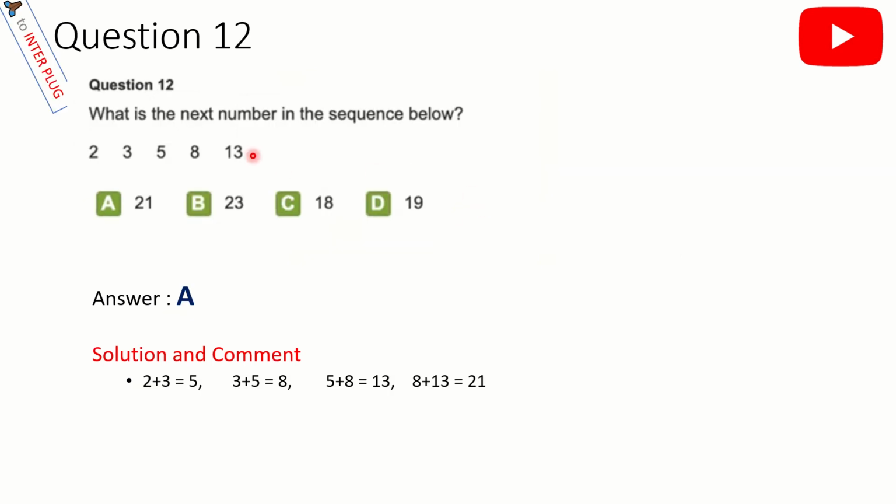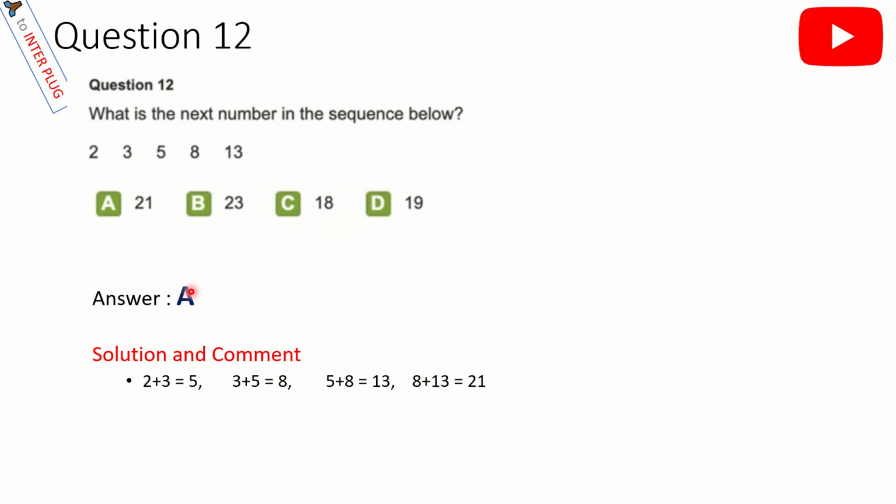Question 12. They say, what is the next number in the sequence below? So you have a sequence 2, 3, 5, 8, 13. You need to know what happens to get the next number. Sometimes you're going to find out that, like in this case, you don't need a direct relationship between these two to know exactly the interaction between these two. So you see that two to get three, it's two plus one, you get three. Three plus two, you get five. Five plus three, you get eight. Eight plus five, you get 13. So obviously 13 plus eight, which is 21. So the answer there is A.